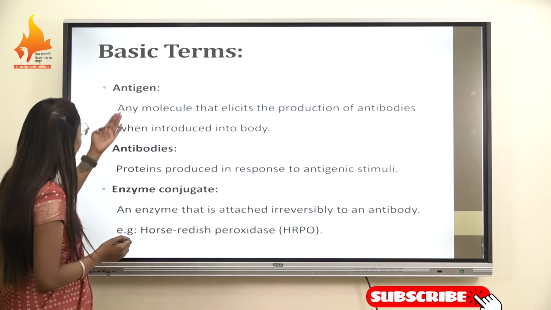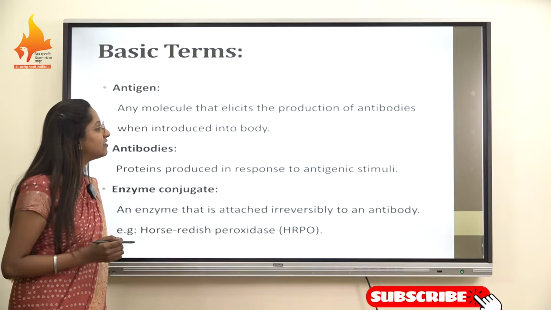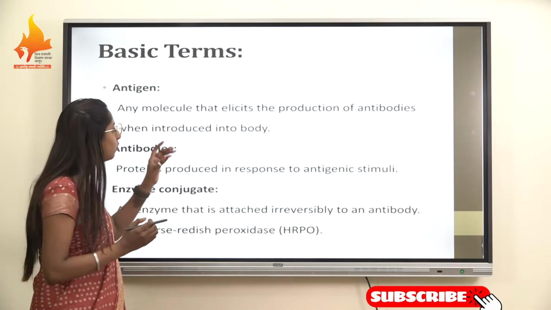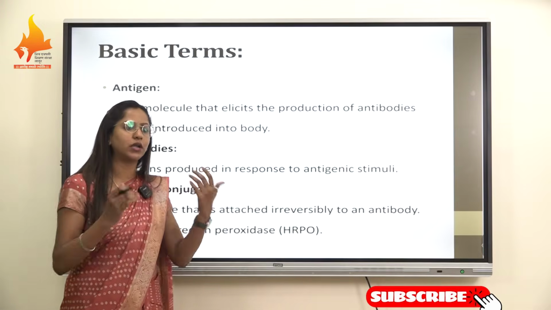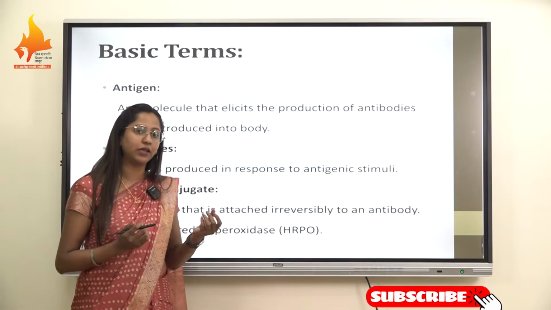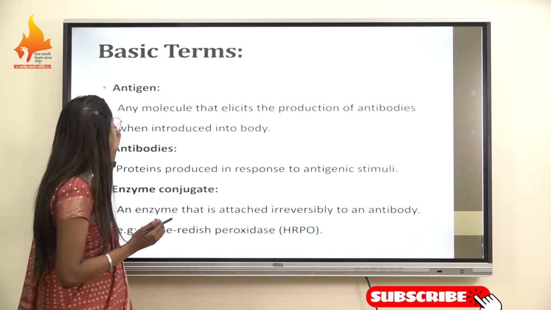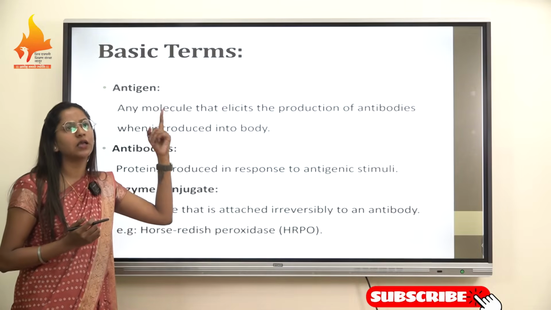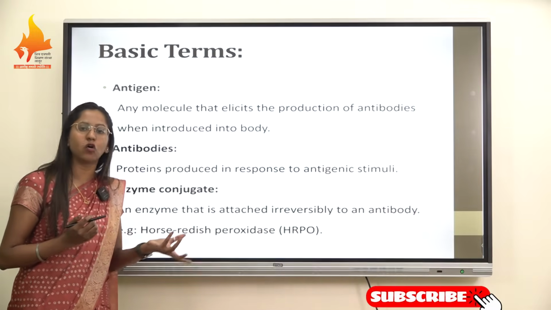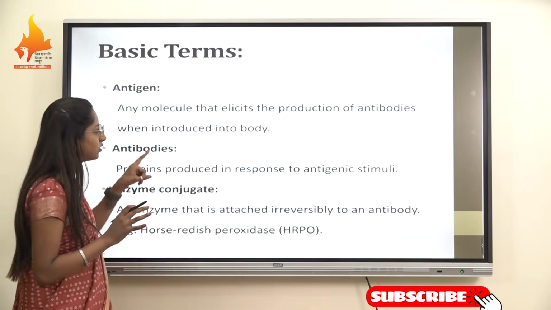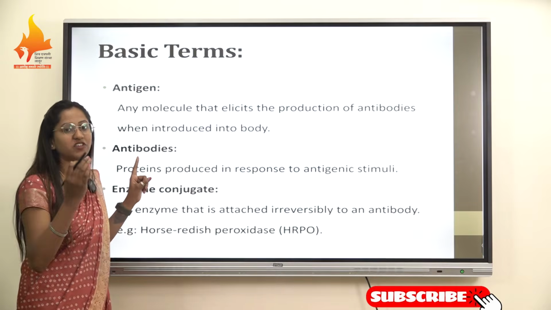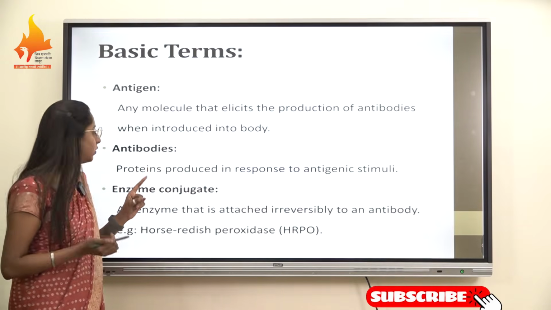What is the next basic term? Antigen. Any molecule that elicits the production of antibodies when it is introduced into the body. Our body has the ability that whatever harmful particles get inserted in our body, it can throw them out. This is called what? Antigen. This is something which is harmful to our body. Sometimes it is not harmful, that is a type of antigen, which we can also call a small antigen. But that is not the point of this particular discussion, so we'll not be discussing it. Our point is something which is harmful or which is entering inside our body from the surroundings.